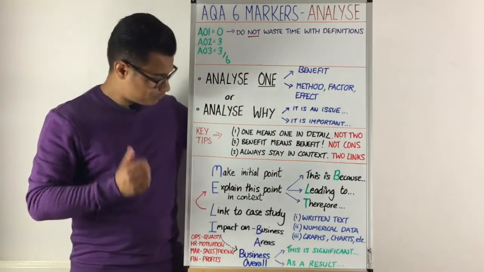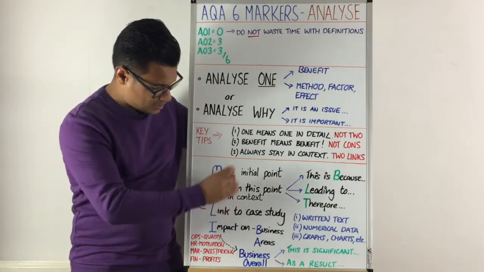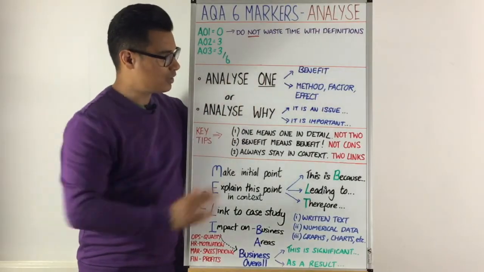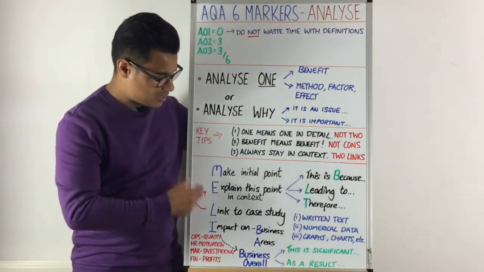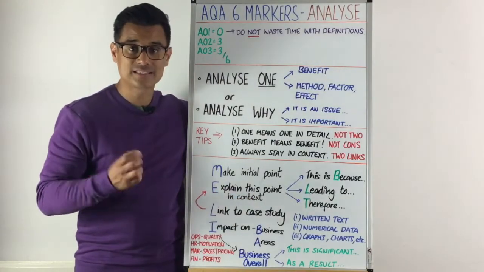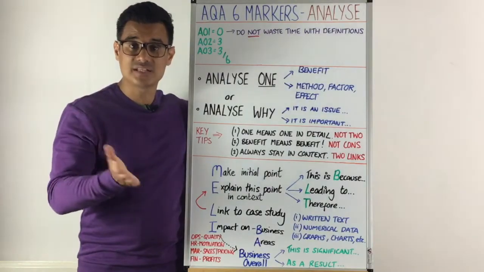your answer. A structure that you could use to answer these analyse questions is Maliba. So you would have to make the initial point, analyse whatever it is that you need to analyse, then you want to explain this point in chains of analysis that are in context. It's critical that they're talking directly about the business that's in that context.